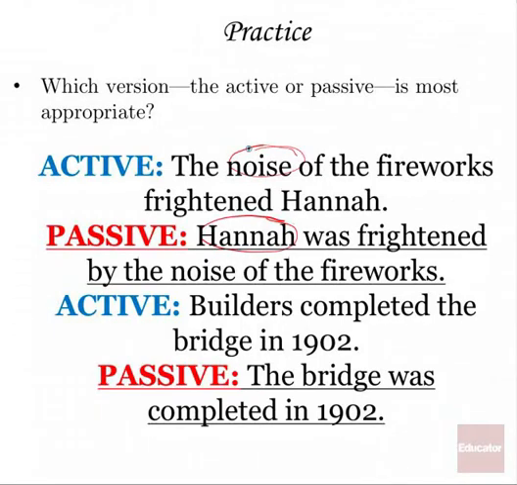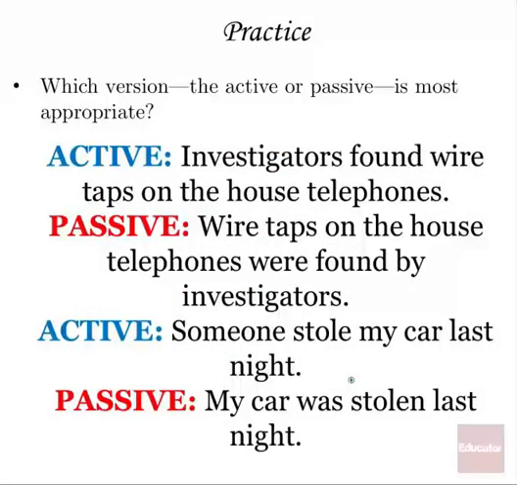Builders completed the bridge in 1902. Well, we do have a subject there, builders, but it's kind of weak and generic. We don't have a specific, Bob completed the bridge in 1902. So we make the sentence about the bridge itself, which is probably what you were focusing on all along if you have information about the bridge and not the people who built it. So the bridge was completed in 1902. Passive voice, but a more appropriate sentence. Okay? Take a look at these. See if you can figure out which version works better.